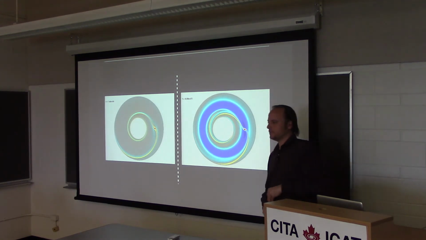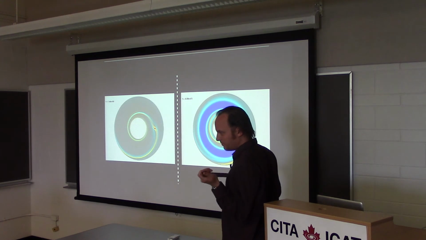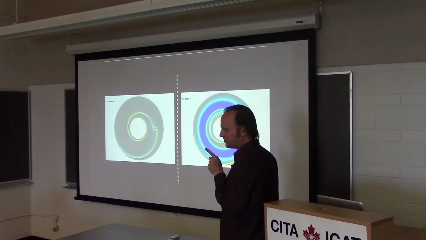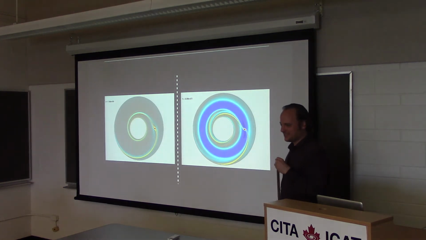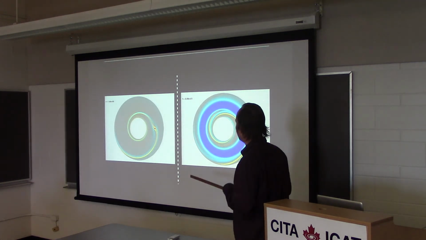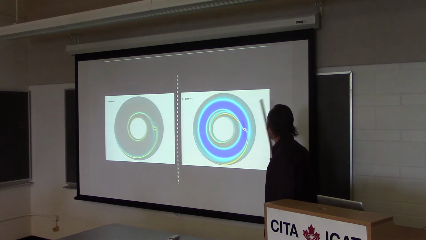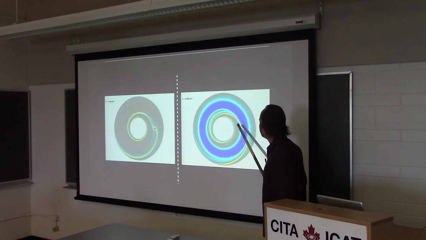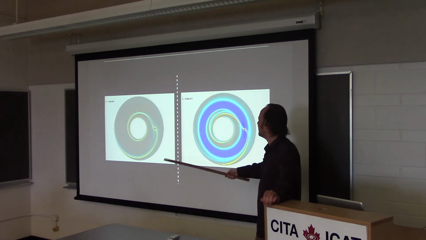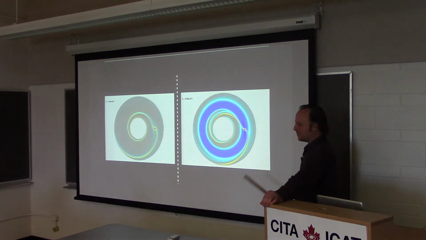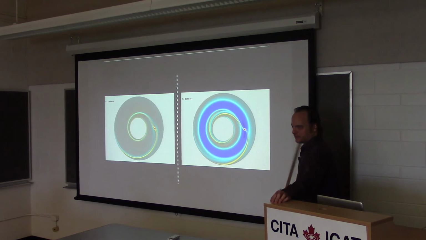Another quick question: how long does this take? This one is only a few orbits. This one takes about 100. Actually, this is about 100 orbits; I think the axis up here is in orbits. But this spiral wave immediately establishes itself on an orbital time, while the gap opening can happen on a much longer time scale.